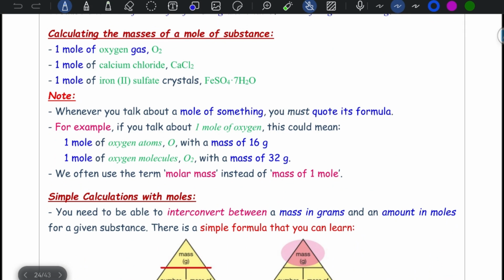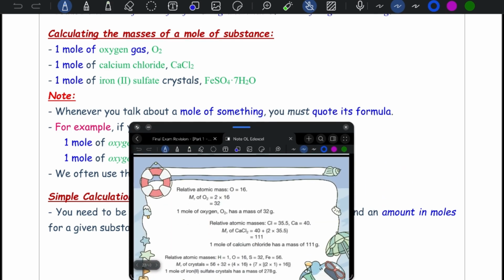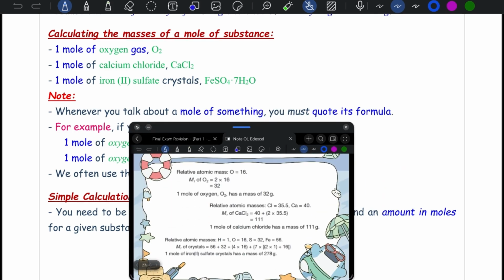Let's talk about some examples calculating the mass of a mole of substance. 1 mole of oxygen gas. Check this. 1 mole of oxygen gas, the relative atomic mass of oxygen is 16. So MR of oxygen, 2 multiplied by 16, because it's O2, it gives 32. So 1 mole of oxygen, O2, has a mass of 32 grams.